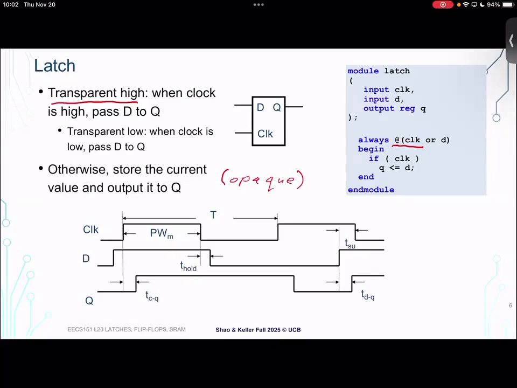So you can see in the waveforms the behavior here. It's a little bit like a flop, except that it's transparent all the way when the clock is high, not just at the edge, right?